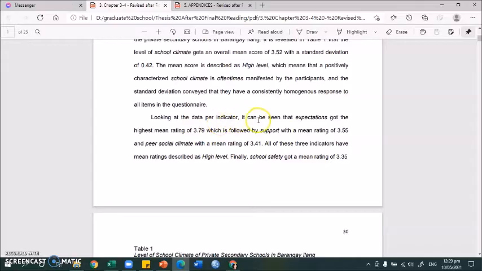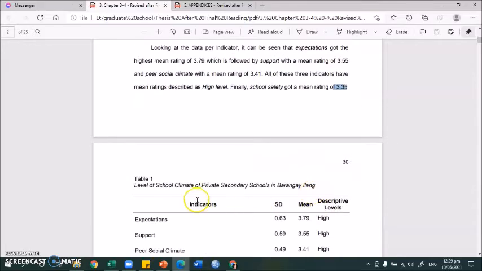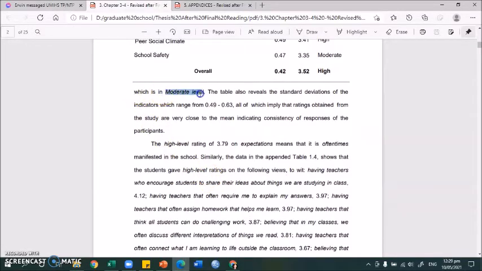So, looking at the data per indicator, it can be seen that the expectations got the highest mean rating of, ano yung mean, and followed by, ano yun, and ano yung mean, and then, followed by, indicator 3, and then yung mean niya. All of these indicators have mean ratings described as high level. So, inisa sila ng percent because they all have high levels. Okay? Finally, school safety, yung last natin, got a mean rating of 3.35 and which is moderate level.